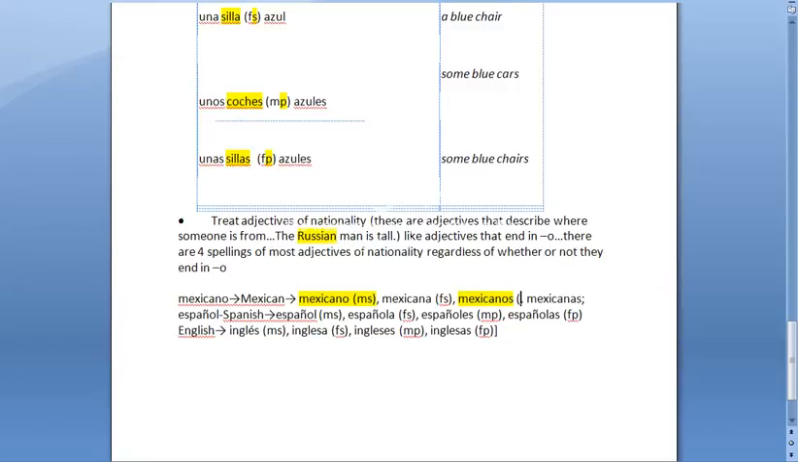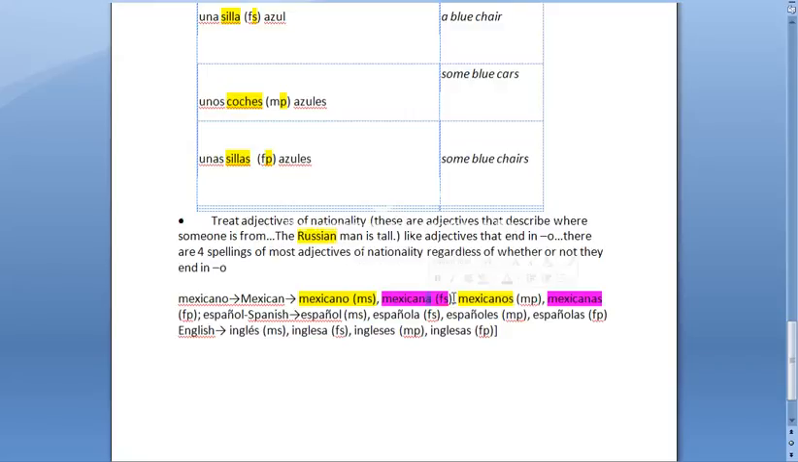So if you remember, you add S to vowels to make them plural, and you add ES to consonants to make them plural. So when you want to get the feminine spelling, you look at Mexicana, and that's how you decide whether to add S or ES to make Mexicanas. With Mexican, O is a vowel as well as A is a vowel, so it's pretty easy. You're just adding an S to the end of those to make their plural forms.